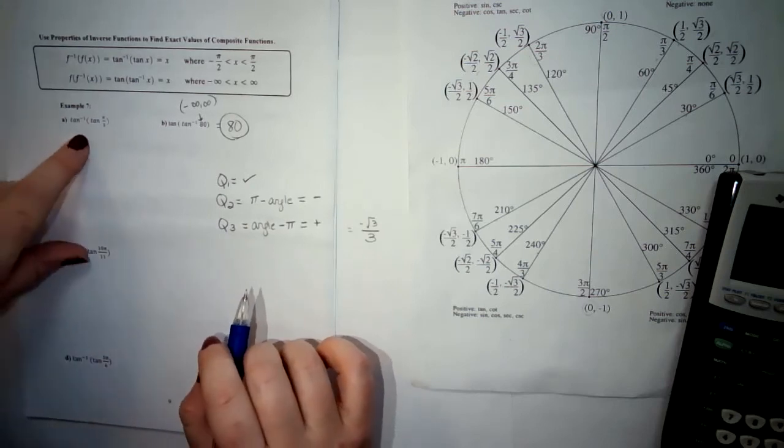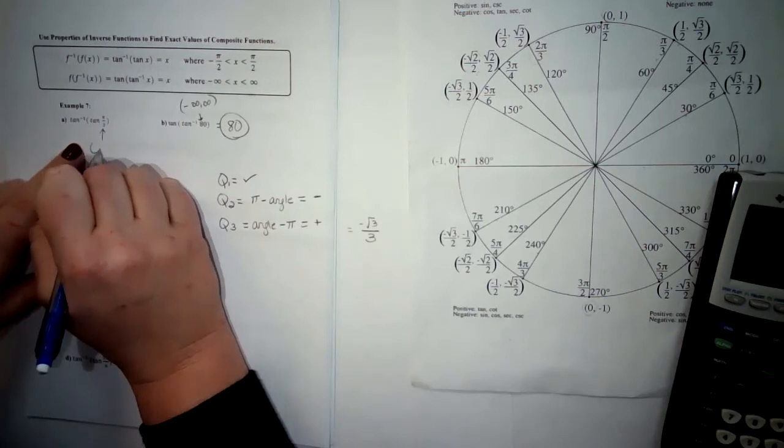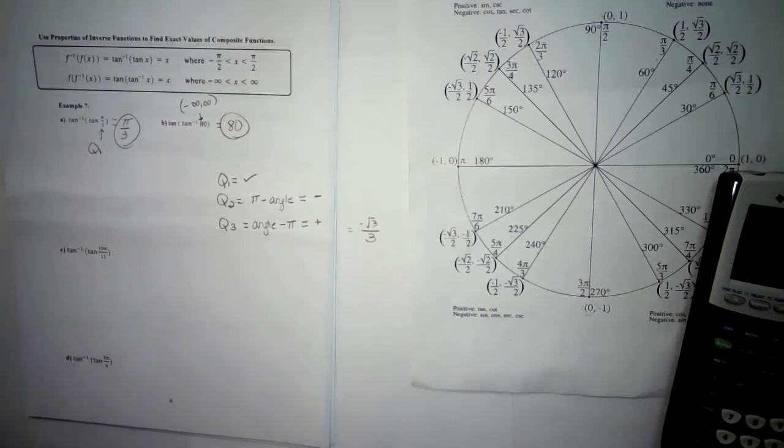Okay, here we go. So tan of pi over 3. What quadrant is pi over 3 in? 1. So we're good to go. We can leave him alone. All right. Let's look at this guy.